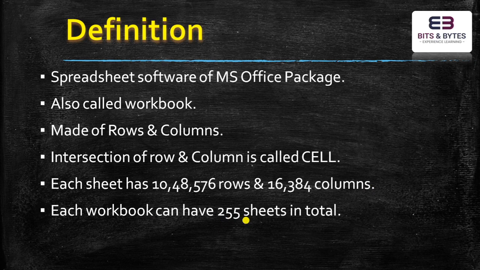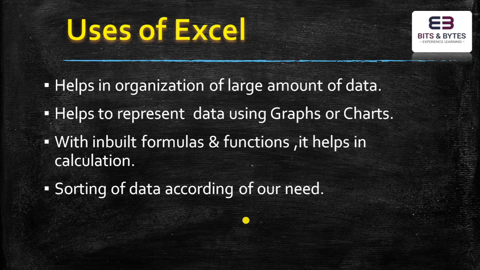Wow, that's amazing. When we open an Excel file, that means that's a workbook. In a workbook we have sheets, so a total of 255 sheets we can open, and in each sheet we will have 10,48,576 rows and 16,384 columns. That's really amazing. Now let's see what the uses of Excel are.